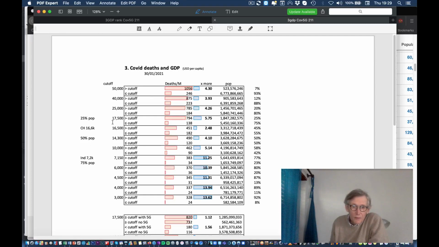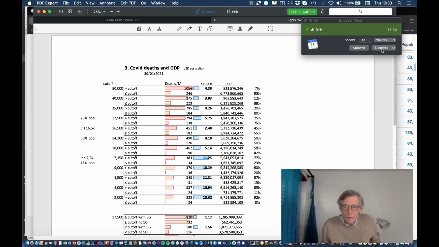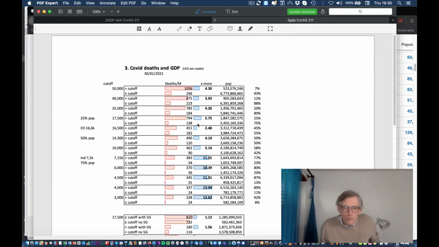This one corresponds to 25% of the population. Above 25% of the population have a GDP per capita above $70,500, and 75% are below this number. And those people have almost 6 times more deaths than those with less GDP.